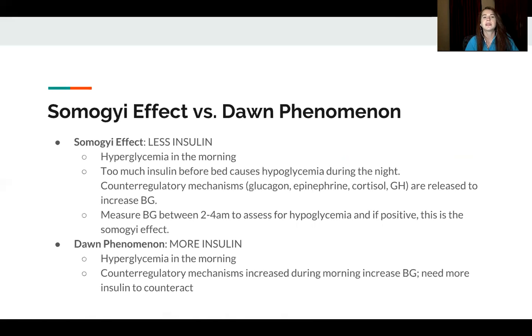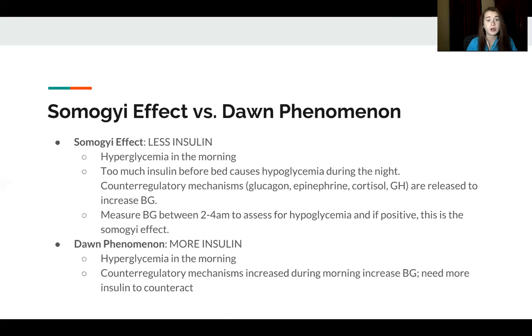There are 2 different hypoglycemia or hyperglycemia phenomena that we have to explain here. So first is the Somogyi effect. This is where there are very high blood sugars in the morning. And there are 2 mechanisms where this may be the cause. First one is the Somogyi effect. This one is where there is actually too much insulin being given before bed, creating a hypoglycemia at night. And your body will try to counteract that with glucagon, epinephrine, cortisol, and growth hormone in order to increase that blood sugar. So you'll measure the blood sugar around 2 to 4 a.m. in order to assess for hypoglycemia. And if they have a low blood sugar, then you know you're giving too much insulin before bed. So the treatment of that would be less insulin before bed, or some snacks as well.